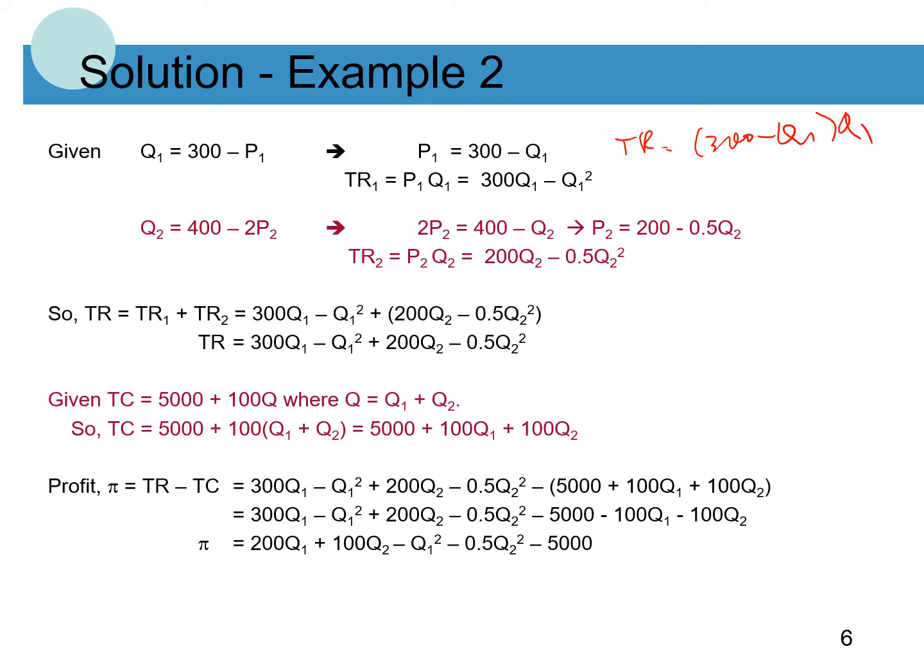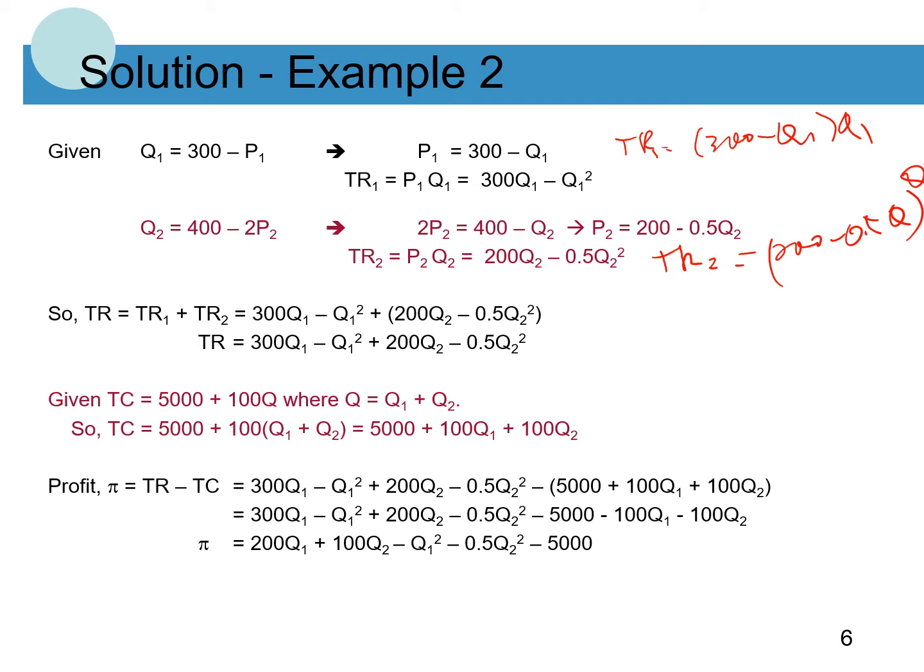Then for Q2 we are given that 400 minus 2P. Then we convert this into a function of P with respect to Q. Therefore, we have 2P2 is equal to 400 minus Q2. Therefore, P2 is equal to 200 minus 0.5Q2. Therefore, TR for the second, or total revenue 2 of product 2, is equal to (200 minus 0.5Q2) times Q2. Therefore, we have 200Q2 minus 0.5Q2 squared.